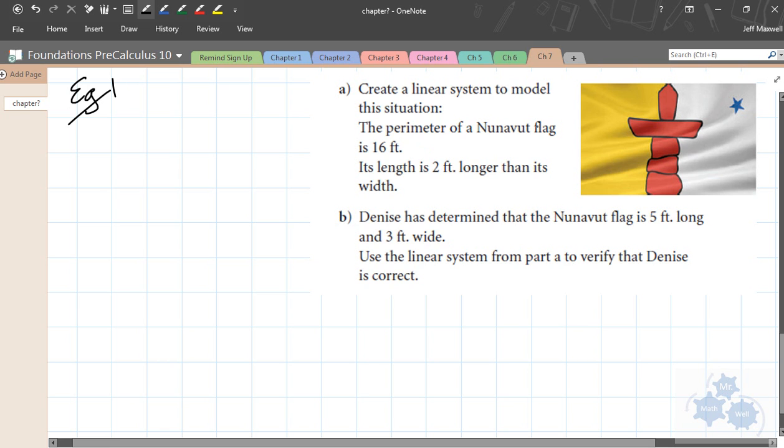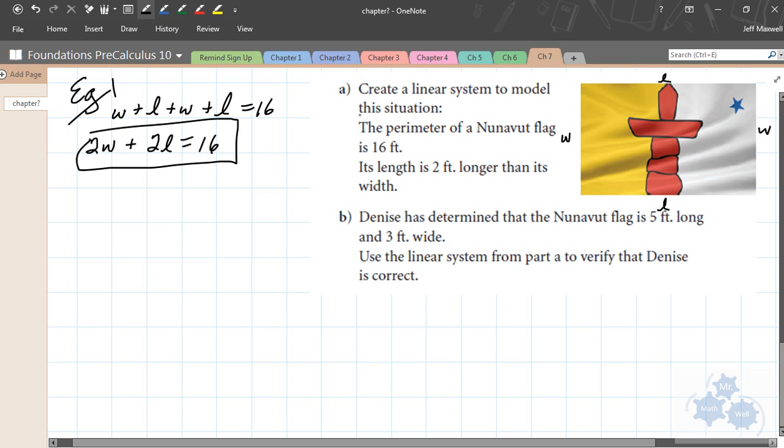All right, so the perimeter of a Nunavut flag is 16 feet. So guess what that is? That is going to be the width plus the length plus another width plus another length is 16. So what would that equation look like? Well, you could just do this. And if we simplified that, that would be 2W plus 2L equals 16. So there's the first equation that describes this part right here.